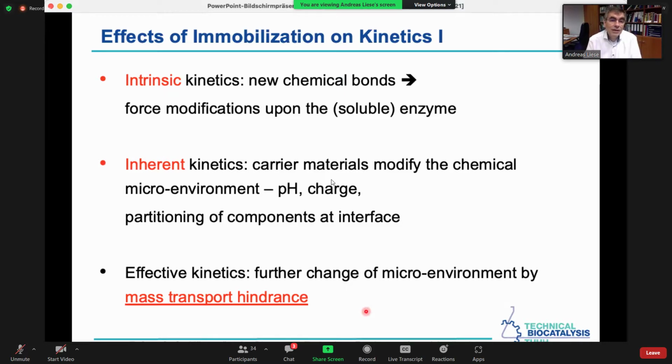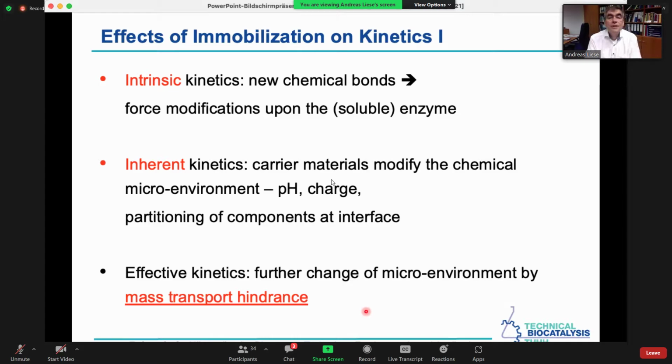Yeah, and then we have 2 types of kinetics we can differentiate. These are the intrinsic kinetics. So new chemical bonds force modification on the performance of the enzyme compared to the soluble one, or inherent kinetics that are influenced by the carrier materials modify the chemical microenvironment. So if you're immobilizing a protein on a highly charged surface area, the performance will be different to if you're immobilizing on a non-charged surface.